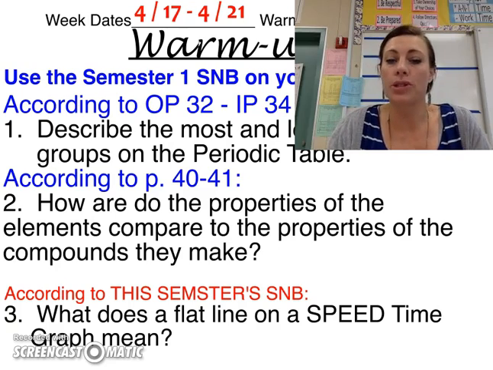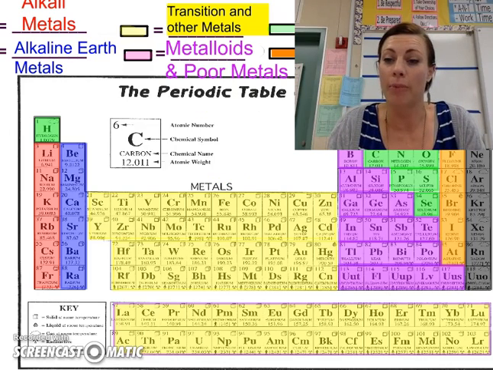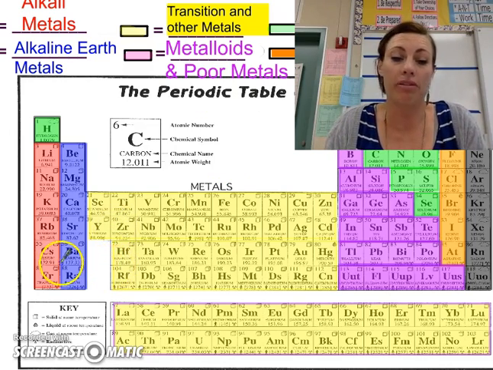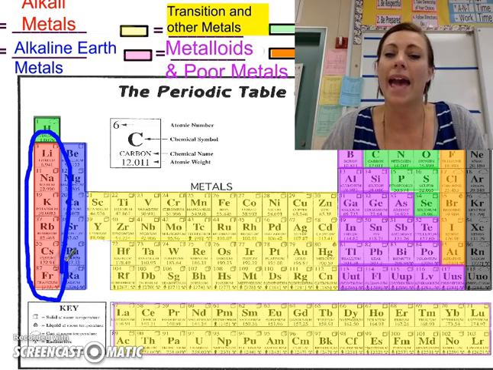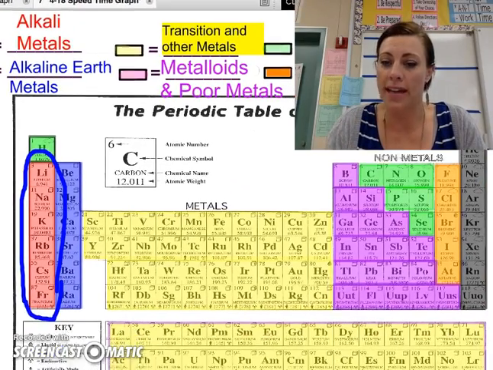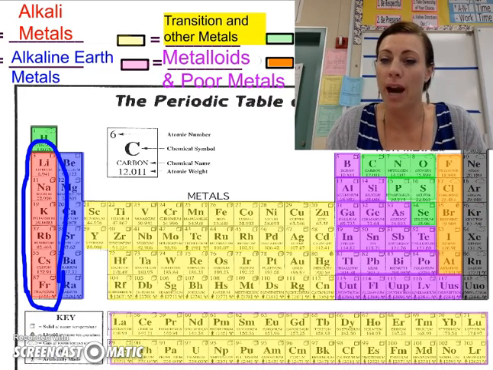Question 1, the most and least reactive groups on the periodic table. Here are the groups that we learned about a couple of months ago. The most reactive group on the periodic table is group number 1, the alkali metal group. The least reactive group on the periodic table is group number 18, the noble gases.